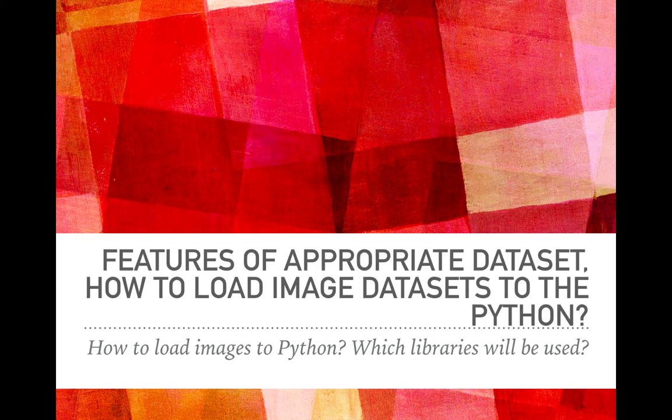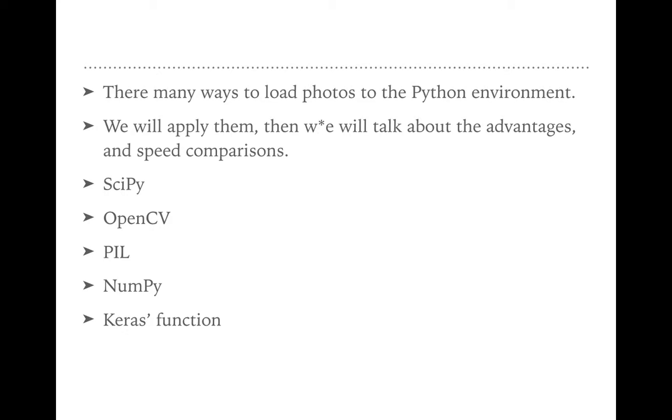Now in this section we will be talking about how to load images into the Python system, and the libraries we will be using are SciPy, OpenCV, Python Imaging Library, NumPy, and one of the Keras functions, which is ImageDataGenerator, so that we will be easily loading our data into the Python system to work with deep learning.